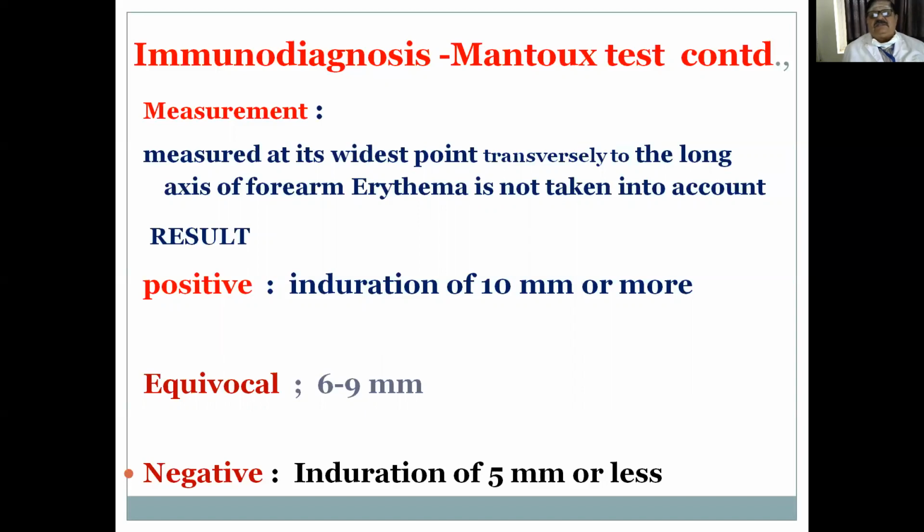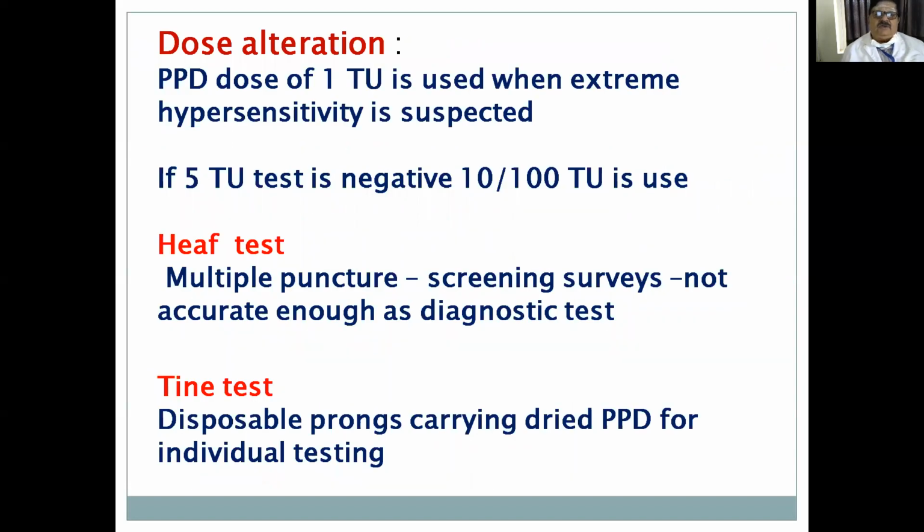If it is 6 to 9 mm, it is doubtful. Below 5 mm or 5 mm itself is negative. You can do a dose alteration also. So purified protein derivative, 1 TU is used instead of 5 TU when extreme hypersensitivity is suspected. If 5 TU test is negative, then 10 or 100 TU can be used. And only again for completion, the HEAF test and Tine test, multiple puncture, used in screening surveys, not accurate enough as a diagnostic test.